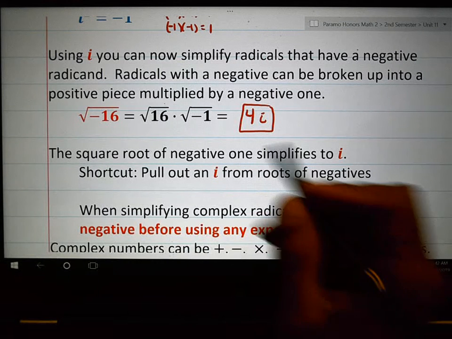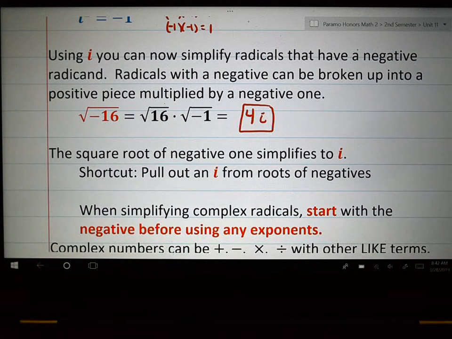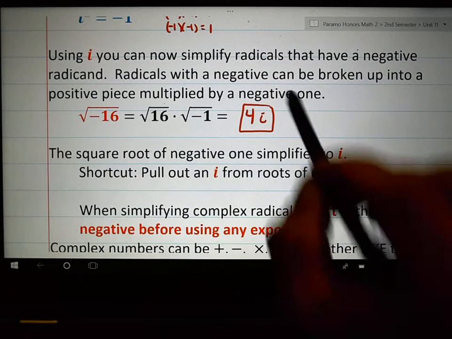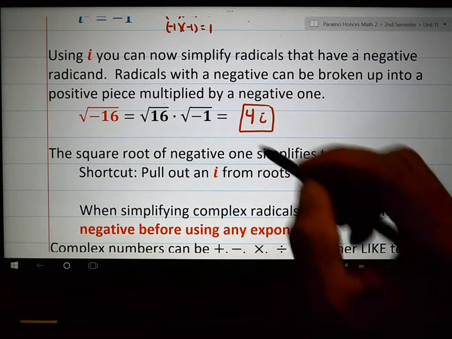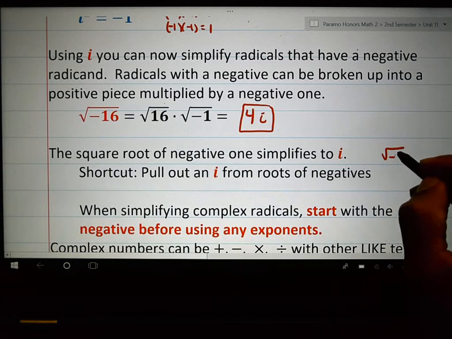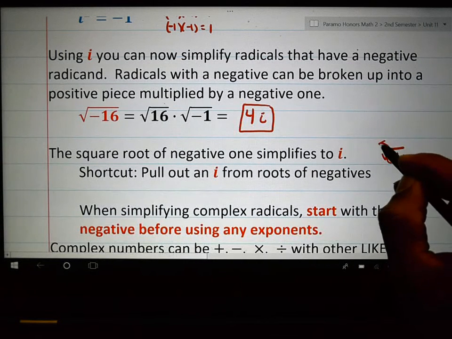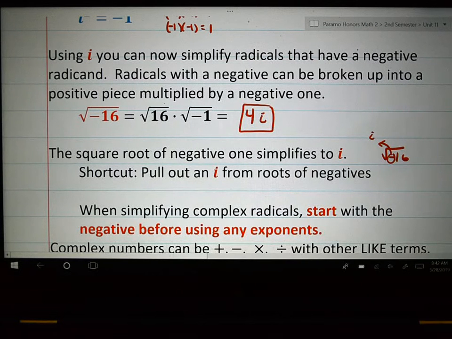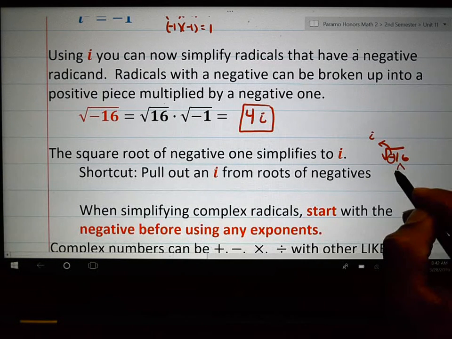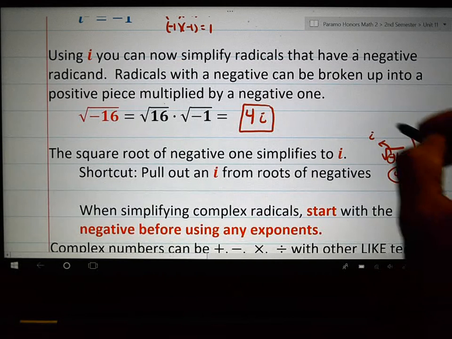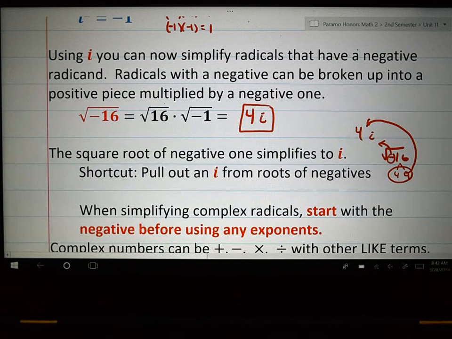So I wrote down this little shortcut because I will rarely break it up into these two pieces to do the problems. A lot of times I go like this, and I'll take that square root of negative 16. I'll just take this square root of a negative, and I'll pull that thing out, and then 16, I know goes like that. And then I can pull out the 4 right there and go 4i.